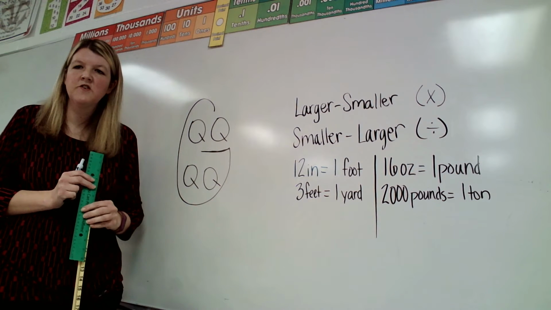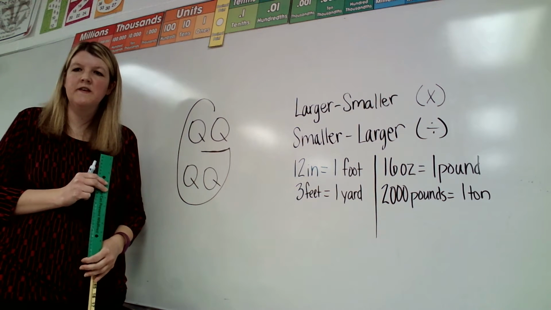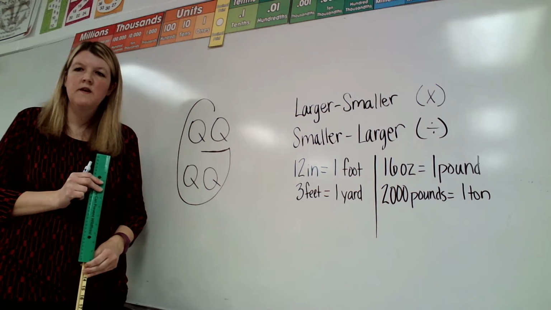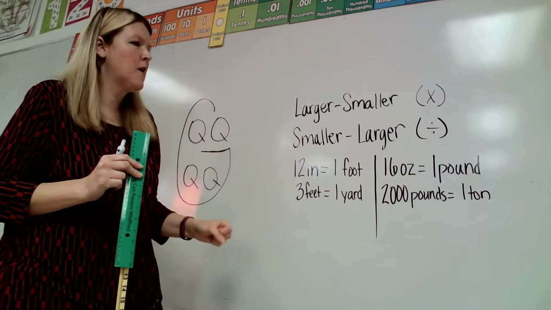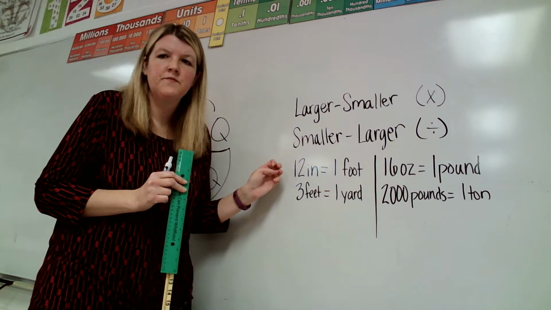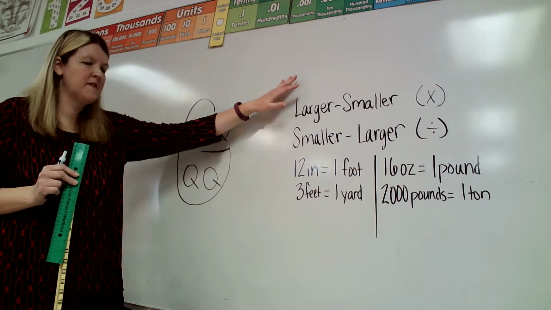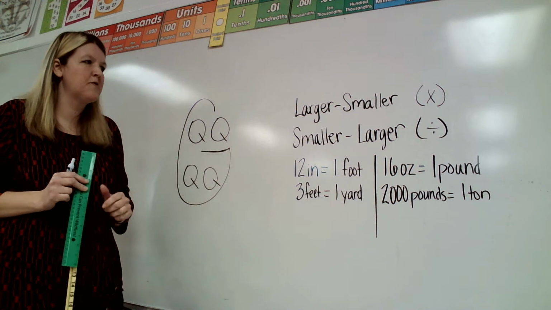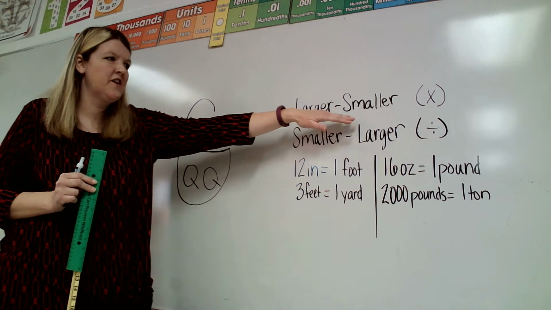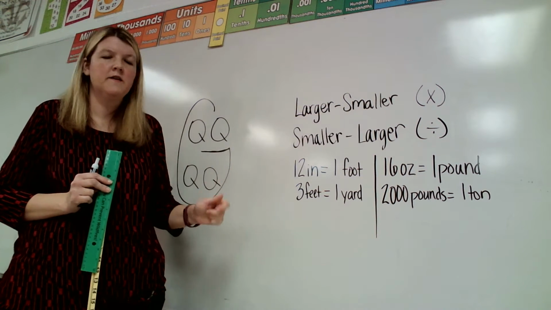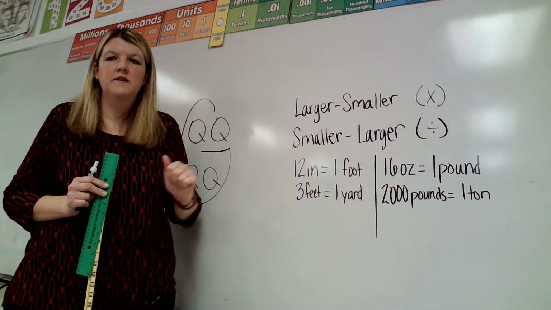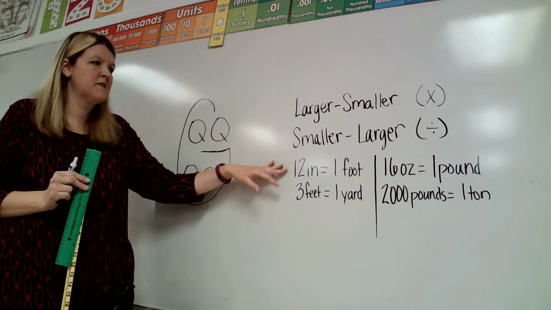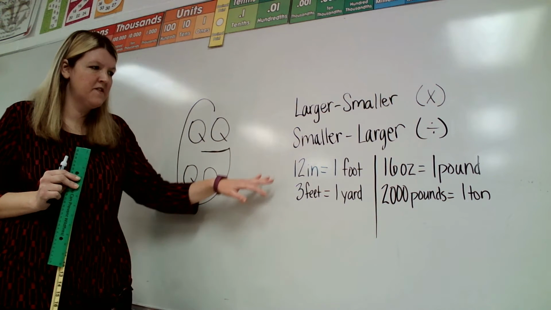All right, today we're going to look at measurement conversions in the customary system. And what that means is we're changing from one unit to another unit. So we have some different ways that we do that. If we start out with a larger unit and we are changing to a smaller unit, we're going to multiply. If we go from a smaller unit to a larger unit, we divide. And we'll go over some examples with these in just a minute, but just some reminders.